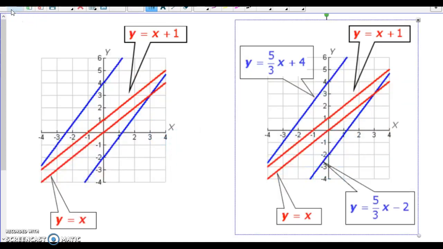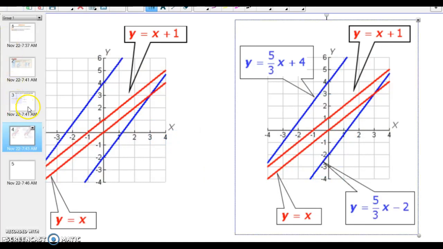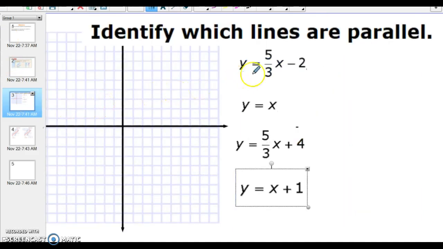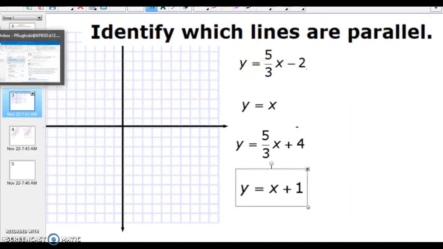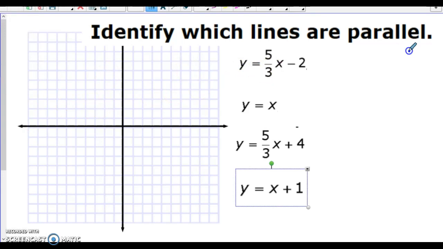So now we have this concept of parallel. We jumped ahead here a little bit. Let's go to this one. This says, identify which lines are parallel. So let's just check. Everybody is in slope-intercept form. Every single one is in y equals mx plus b. So let's go through and extract the slopes out of each equation. And remember, we're looking for similar slopes.